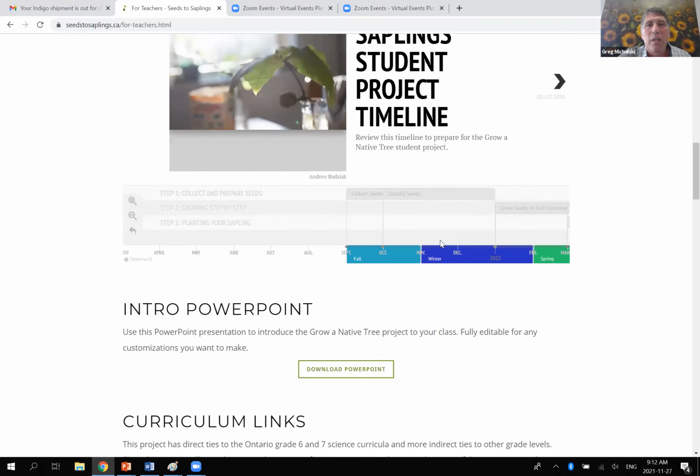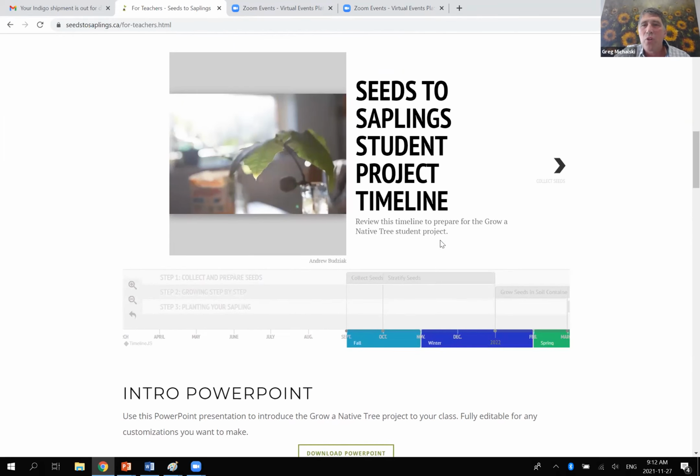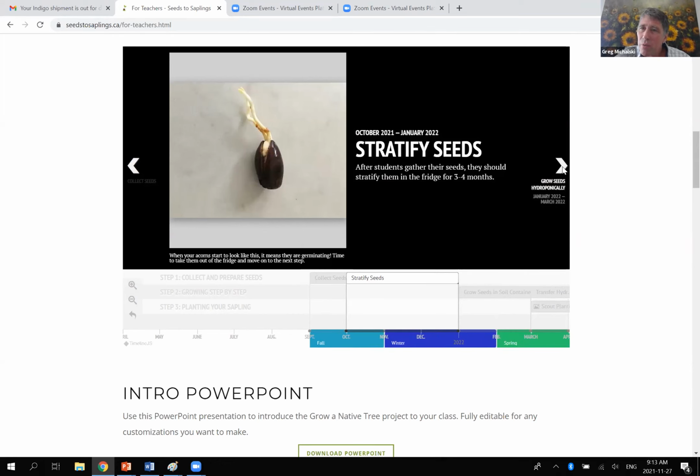You'll notice up here, we've embedded a little project timeline for you. If you just click on the arrow, you can see the seed collection down below in the calendar. That's basically mid-September to mid-October, where the students are out there, not you, ideally, in their neighborhood, in the park, getting the seeds for themselves. Then they have to prepare the seeds in a simple way and store them in their fridge.